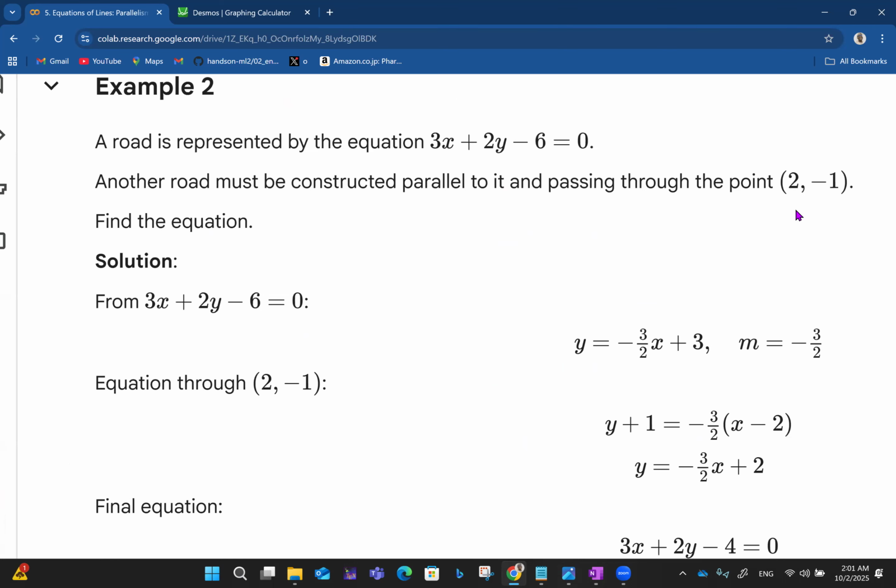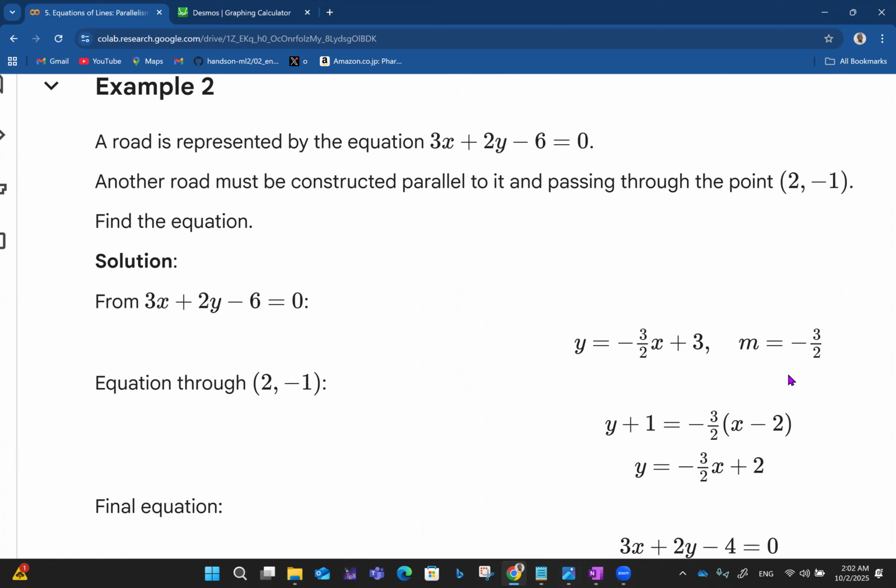Now we already know that if we have a slope, a road is represented by this equation, right? Another road must be constructed parallel to it. So it means this other road is going to have the same slope as the first one, right? But then for this second road, now we know the slope and we know a point. So this can follow the point-slope form, right? So let's go and do that on the worksheet.